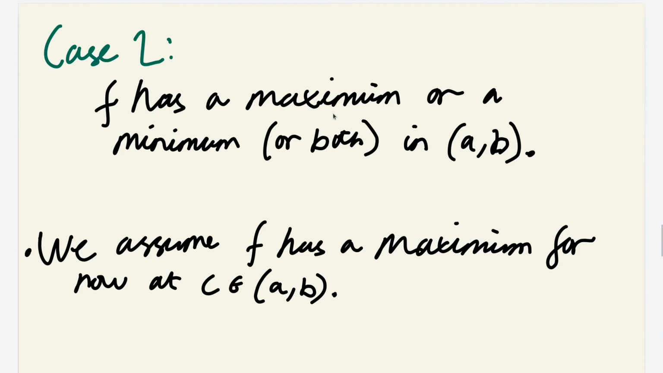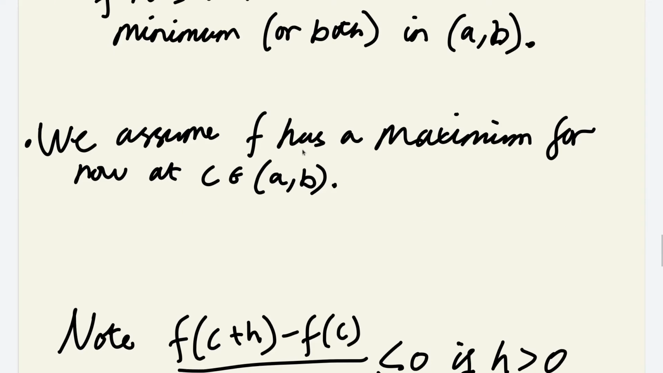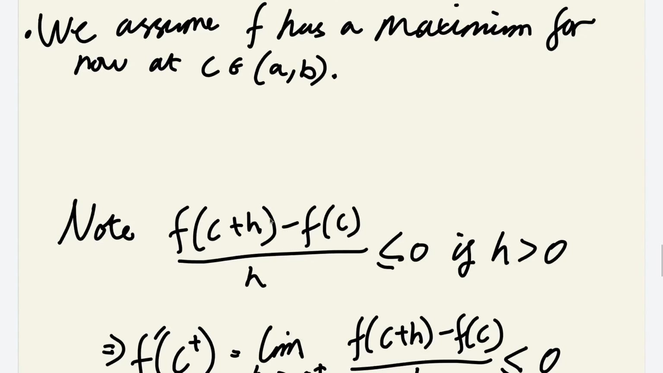Part 2, we're going to assume that f has a maximum or a minimum, or both, at some point in (a, b). For now, we'll just assume that it has just one maximum, but the proof is exactly the same no matter how many maxima or minima you have. And so we're going to assume it has a maximum at c in the open interval (a, b).